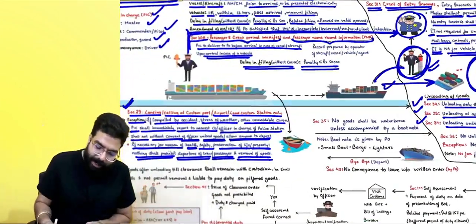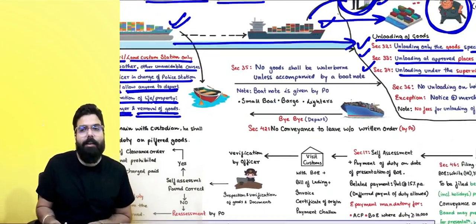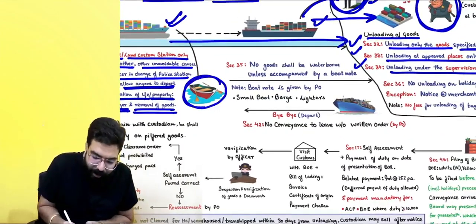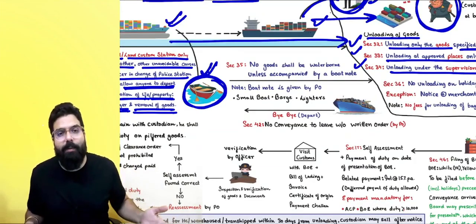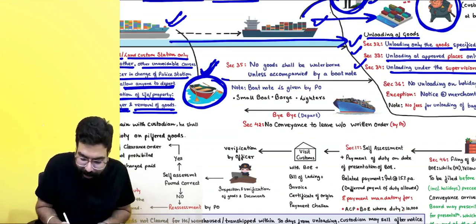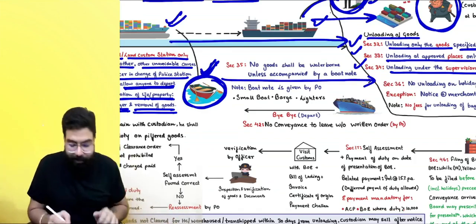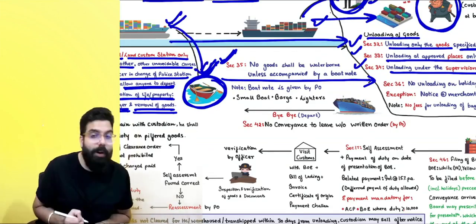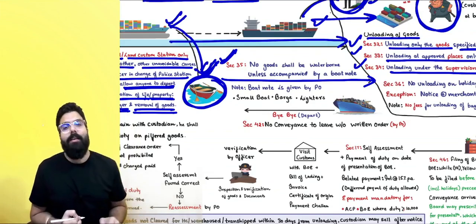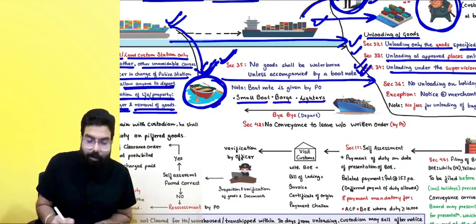Okay sir, now if the mother vessel can't come to the port, then what can be done? Small boats can be used. These boats can be authorized by the proper officer. That authorization given to the boat so that it can carry the goods up to the port is known as a boat note. Section 35 says no goods from the mother vessel will be unloaded into a small boat unless the small boat is accompanied by a boat note. These small boats are known as small boats or barges or lighters.